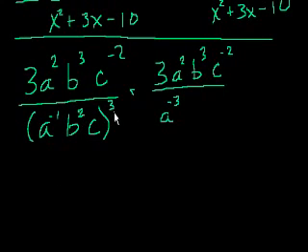B squared to the third power. That's b to the 2 times 3. That's b to the 6th power. And then finally, c, well, that's just c to the first to the third power. So that's c to the third.